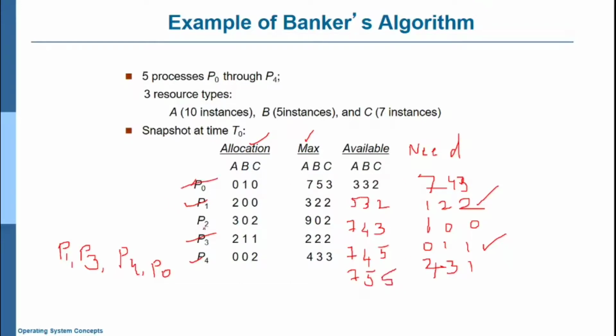Next we have P2. It requires 6 0 0, we have 7 5 5, so we can satisfy this condition for P2. So this is the safe sequence. This is the need and this is the available. So this is how we have to solve the Banker's algorithm.